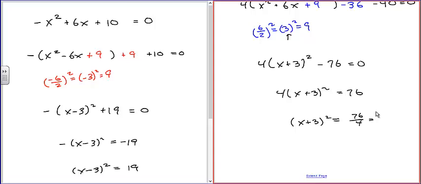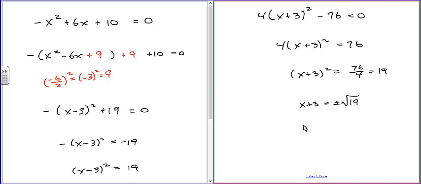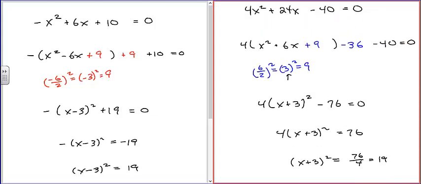And I think you actually can divide 76 by 4. It's going to be 19, because 80 divided by 4 is 20. So 76 divided by 4 must be 19. And then you take the square root, plus or minus the square root of 19. Subtract 3 from both sides. And that would be your x-intercepts for that original equation.